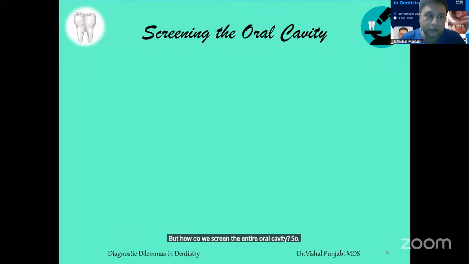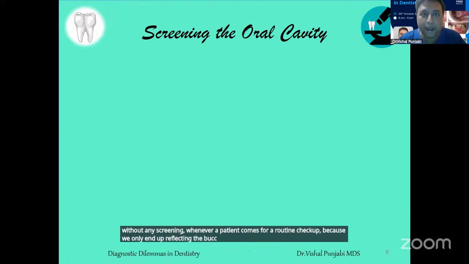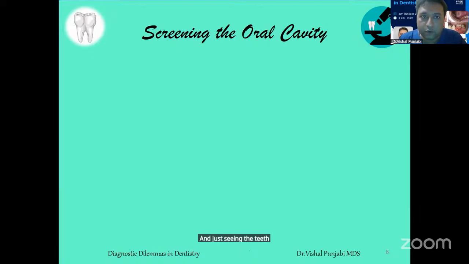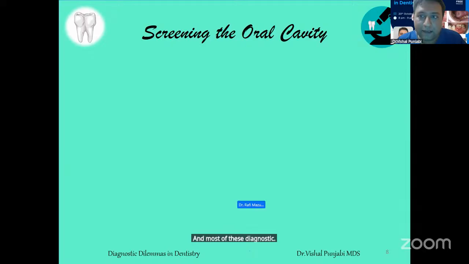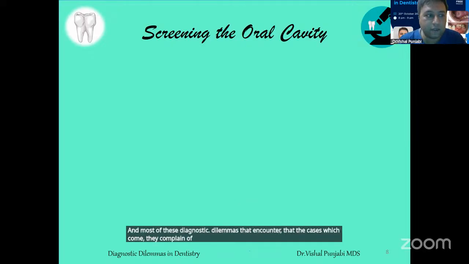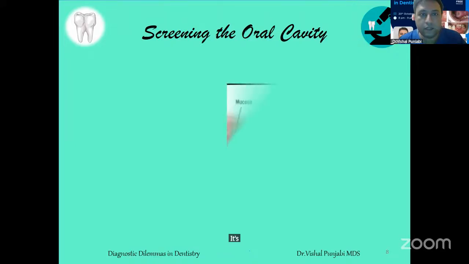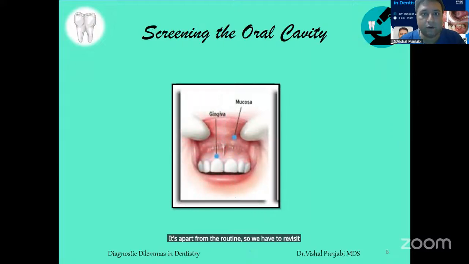So coincidentally, 80%, 70% of the oral cavity is left without any screening whenever a patient comes for a routine checkup, because we only end up reflecting the buccal mucosa and just seeing the teeth. So in that situation, what we miss out is all the soft tissue. And most of these diagnostic dilemmas that we encounter, the cases which come, they complain of some burning sensation, they complain of some ulcers, they complain of a growth. It's apart from the routine. So we have to revisit the screening of the oral cavity.